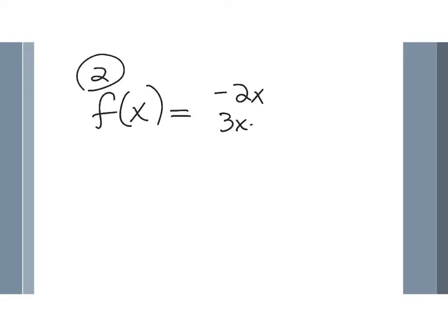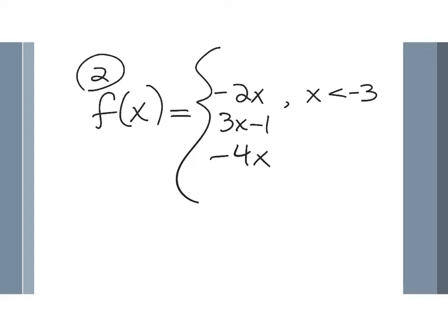Okay, here's another piecewise. F of x again. And again, you could use any letter. This one's going to have 3. I'm going to do -2x, 3x minus 1, and -4x. So for the first one, that one's going to be when x is less than -3. For the middle one, it's going to be a range of possible x values. So it's going to be any x that's in between -3 and +2. And then for the last, all the values of x that are bigger than 2.